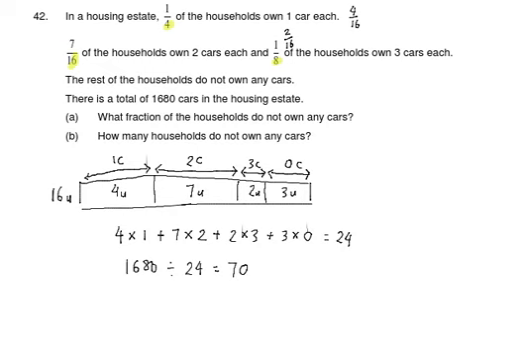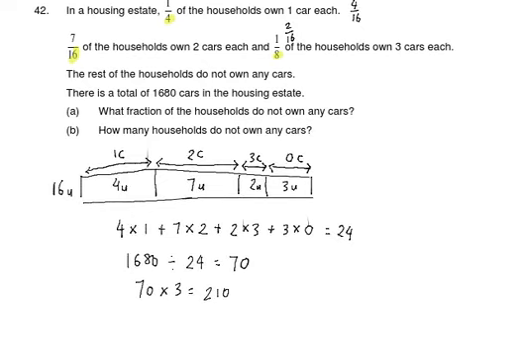Now, when you get 70, 70 means what? 70 means 1 unit, right? So if you have 3 units, it will be 70 times 3 equals 210. So the first answer is 3 over 16, and the second answer is 210.